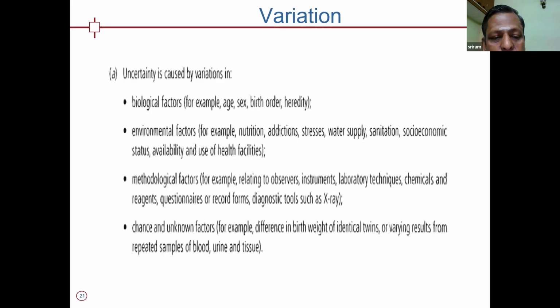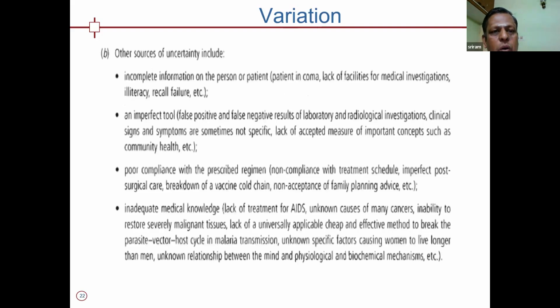varying results from repeated samples of blood, urine, and tissue. There will be slight variation. If you take a sample today, and after 1 month you do the same blood test, there will be variation. The slight variation will be there. It's very difficult to explain what causes that variation. This is called variation due to chance or inherent factors or unknown factors. So a lot of things are there, but you have to be very sure about what causes that variation.